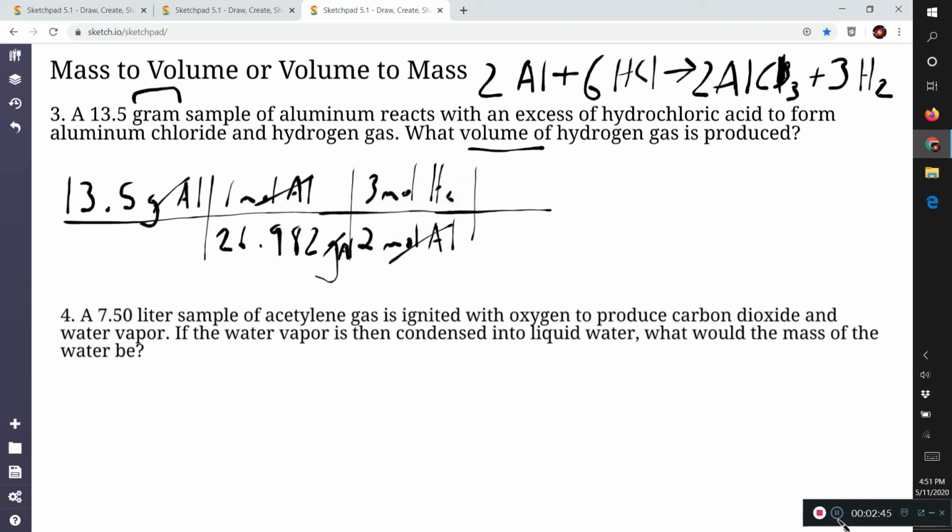But we don't want moles of H2, we want liters. And so we can use Avogadro's principle. 1 mole of any gas is 22.4 liters of that gas. So we just do our conversions on a calculator and we get, let's see, 3 sig figs, 16.8 liters of hydrogen gas.